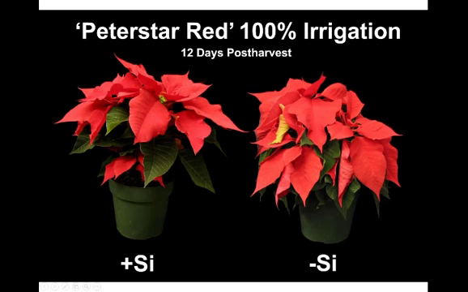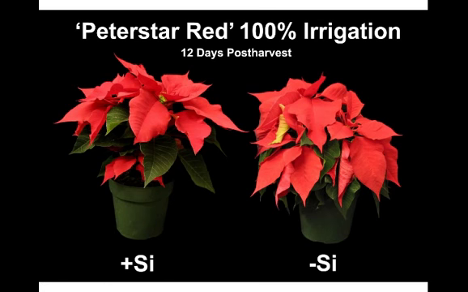The plants were well watered before we brought them to that room, and then we stopped watering, and we came back to them and looked at how many days it took them to wilt. Our silicon treated plants lasted about 3 or 4 more days before they wilted. So here's an example of Peterstar Red that was 12 days post-harvest, and you see our plant on the right that did not have silicon is already quite wilted, versus our silicon treated plant, which is still turgid and looking marketable.